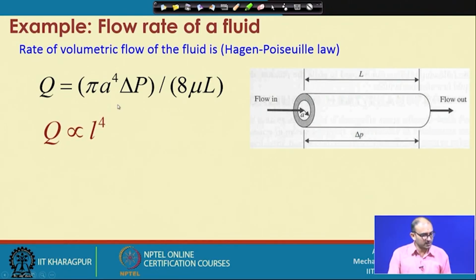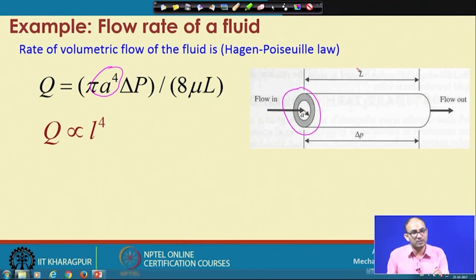Now, what is the important part here? A is the dimensional parameter. Right now we are discussing only the diameter, we are not talking about the length. So, this Q is proportional to A raised to 4, whatever is the flow diameter. Let us consider this as per unit length.